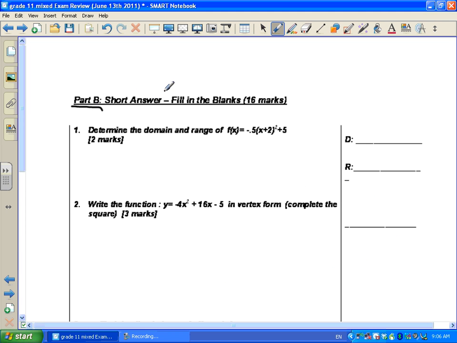Okay, part B, short answers. It says determine the domain and range of this function. So look again, this is an x and it's squared, so we're dealing with a parabola. If it's not a sine wave, we're dealing with some parabola. This parabola has been shifted left, it's been shifted downward, it's been compressed.